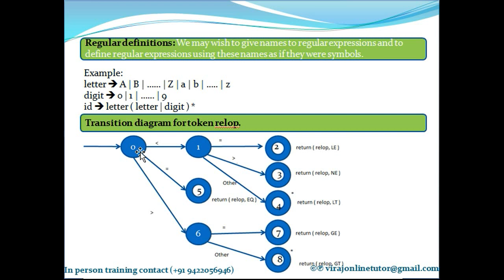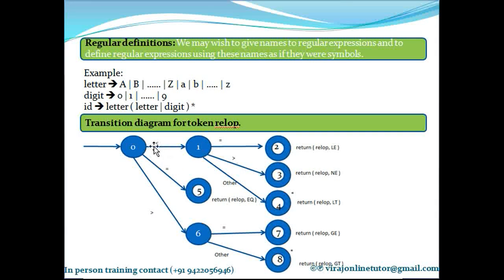While parsing the input, suppose I get a less than sign followed by a greater than sign, it means it is not equal to. So I return to the parser saying it is a relop token and not equal to is the attribute. Suppose I get a less than sign and some other character which is not defined in this particular diagram. Then I go to state number 4.